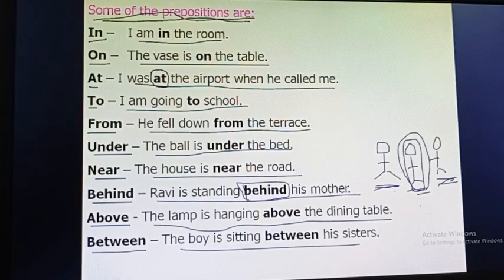So good then, dear children. Thank you so much. This is how prepositions can be defined or explained. A preposition is a word which tells us the position of a noun, or where someone or something is.